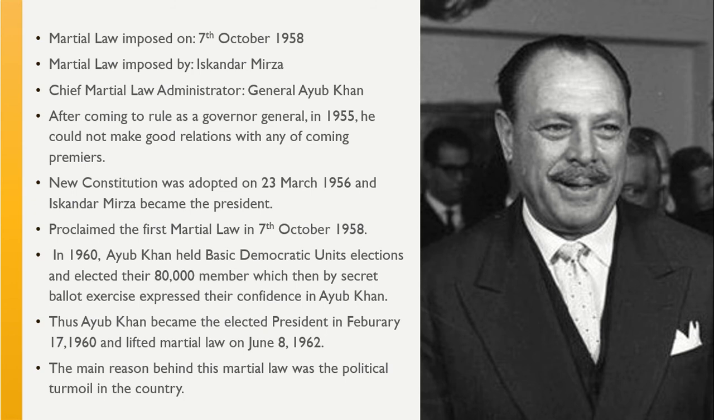Then came the fateful day of October 7, 1958, when Iskandar Mirza proclaimed martial law throughout the country and appointed Army Chief General Muhammad Ayub Khan as Chief Martial Law Administrator. In 1960, Ayub Khan held basic democratic units elections and elected their 80,000 members, which then by secret ballot expressed their confidence in Ayub Khan. Thus, Ayub Khan became the elected president on February 17, 1960 and lifted martial law on June 8, 1962. The main reason behind this martial law was the political turmoil in the country.